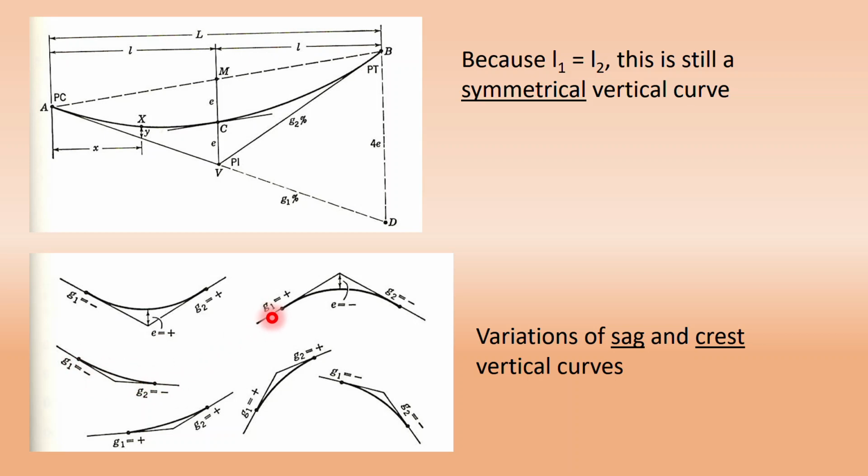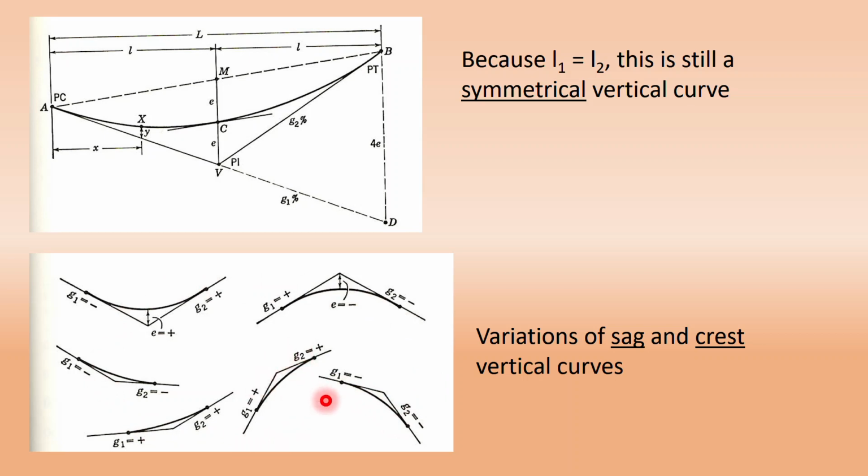Crest curves are when you have a positive gradient coming in and a negative going out, and this is the traditional crest curve geometry. But similarly, you could have two positive or two negative gradients requiring a crest curve that connects those two. And all of these different variations down here could still be considered symmetrical curves, right? Symmetry has nothing to do with these gradient lines.